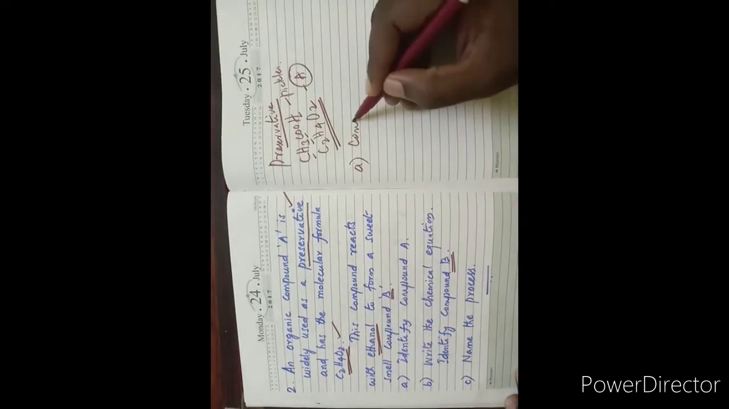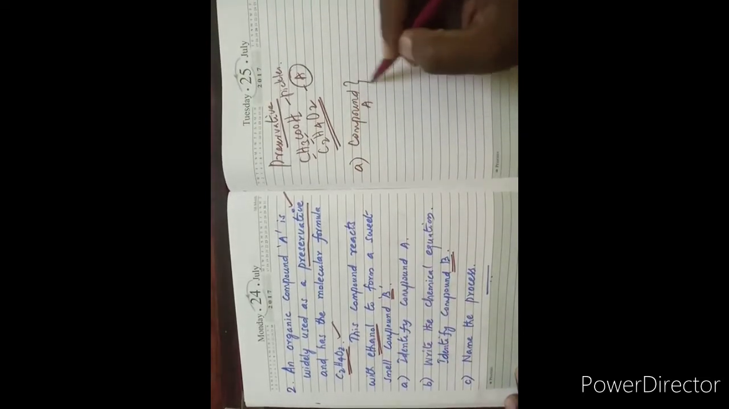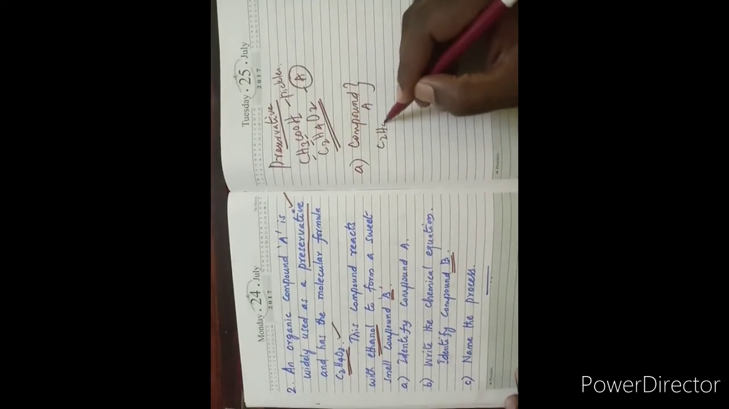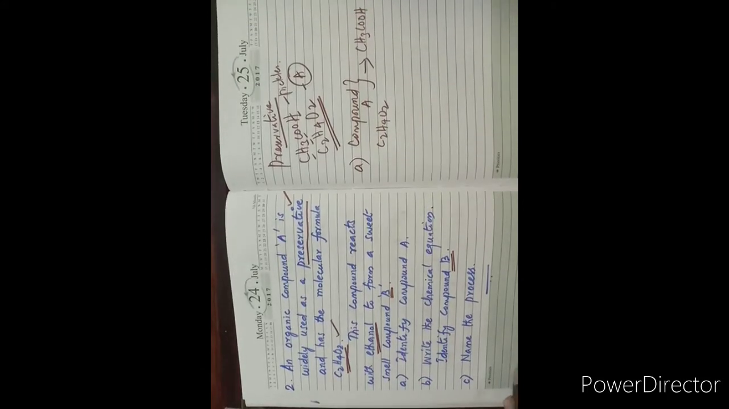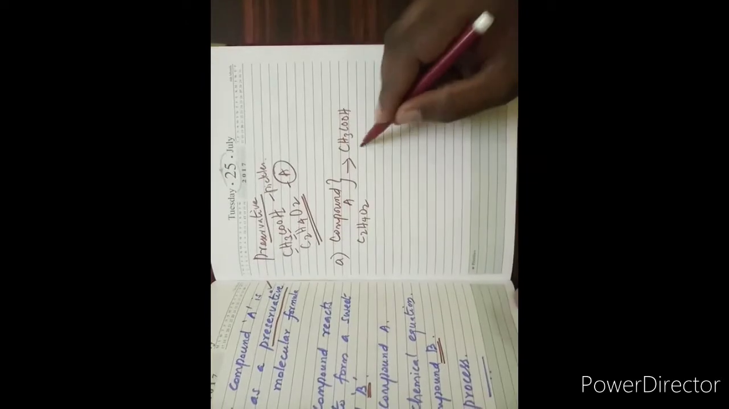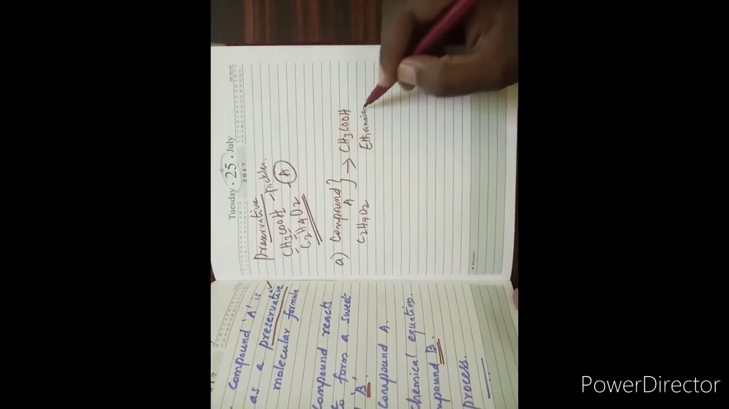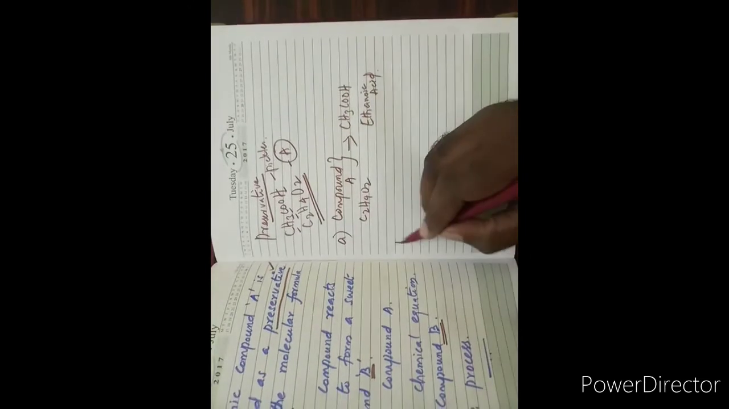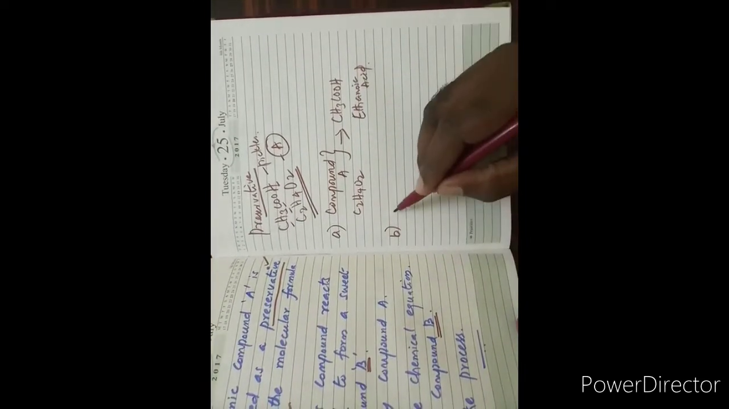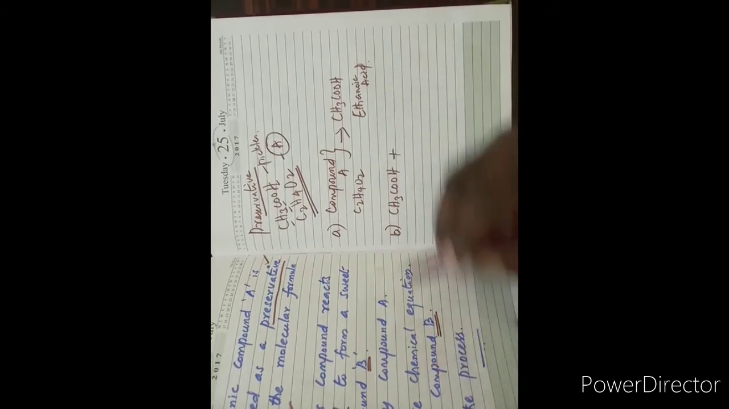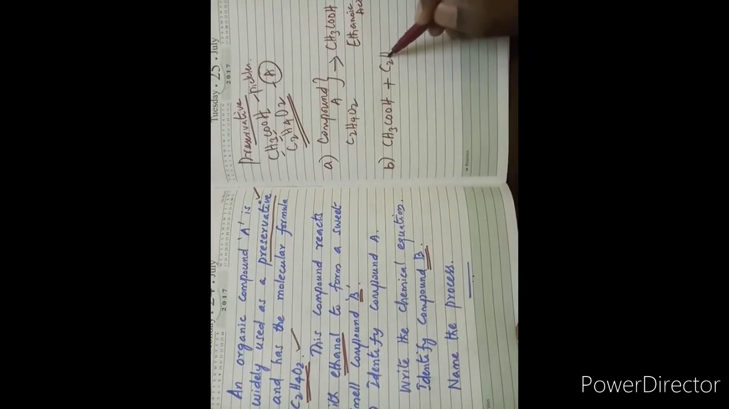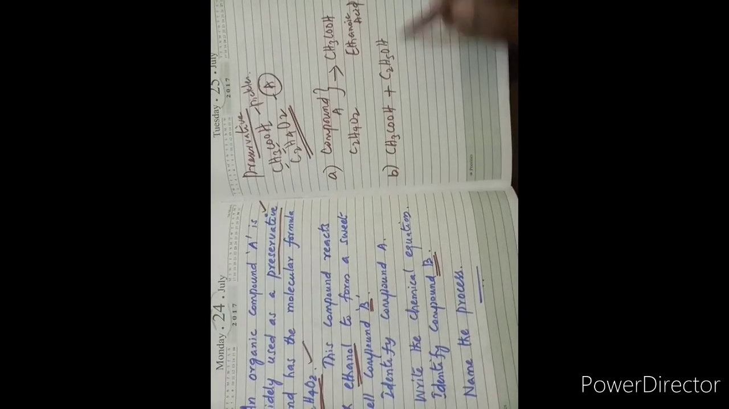So compound A with molecular formula C2H4O2 is nothing but CH3COOH. What is its name? Its name is ethanoic acid. What will happen when ethanoic acid combines with ethanol? We have to find it. CH3COOH is compound A. When it reacts with ethanol is the question. So what is the formula for ethanol? C2H5OH. So what will be the equation?